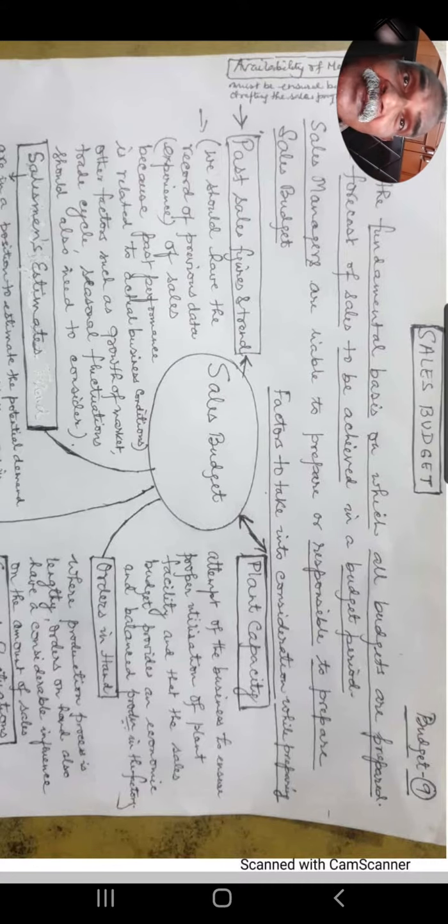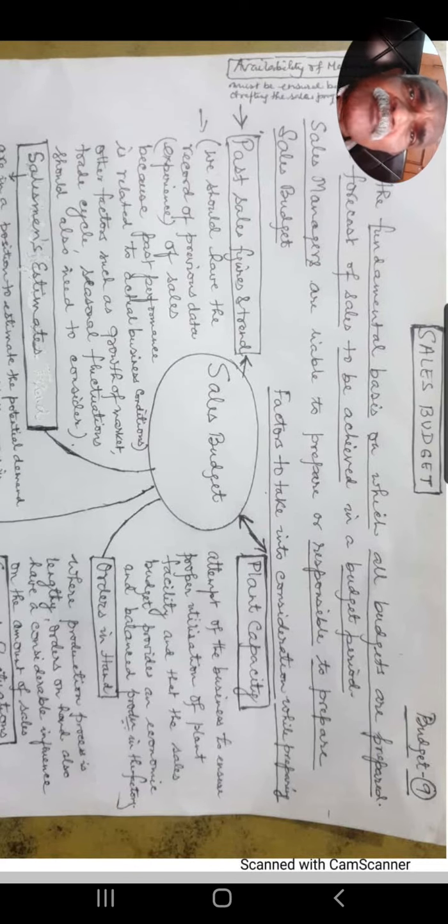So now the question arises, who will prepare the sales budget? Very obviously, the sales budget will be prepared by the sales manager. Means the departmental heads are supposed to prepare their own budget. That is, sales budget will be prepared by sales manager, production budget will be prepared by production manager, research and development budget will be prepared by R&D manager, and so on and so forth. So sales manager is responsible to prepare sales budget.